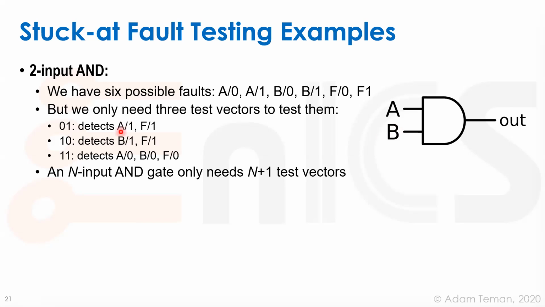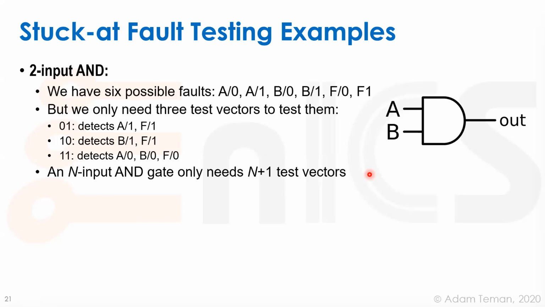And if we look at the faults that we were able to detect with these 3 input vectors, we see that it covers all of these 6 possible faults. So we actually didn't need to do 6 different tests to test the 6 stuck-at failures. We only needed 3 tests. In fact, any n-input AND gate only needs n plus 1 test vectors to test all of its faults.